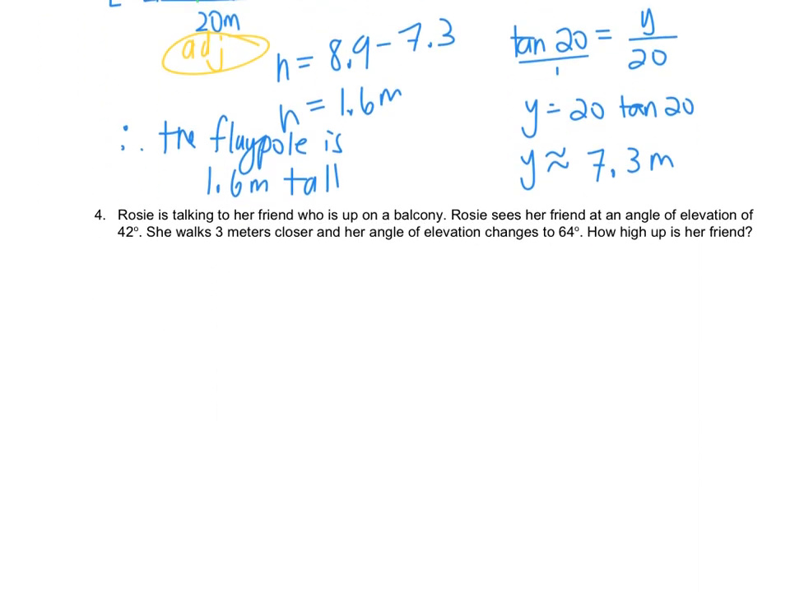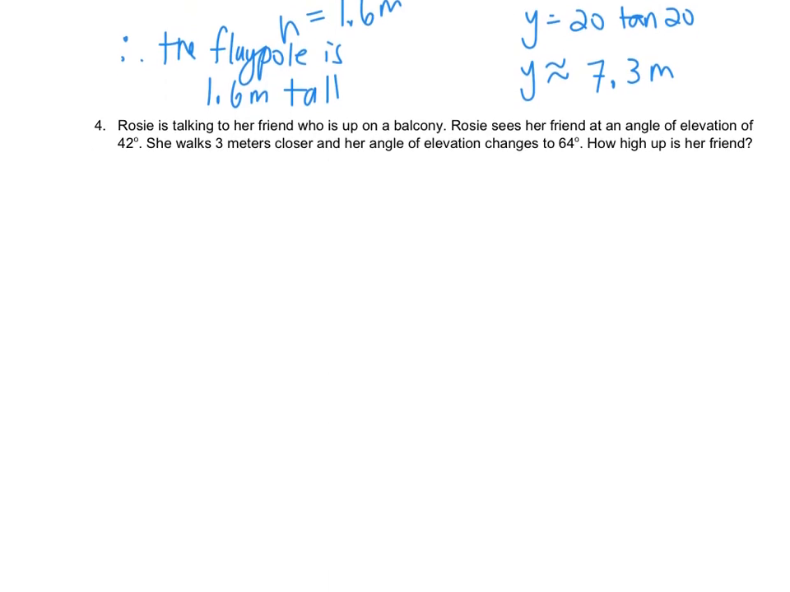And now the final question. Rosie is talking to her friend who is up on a balcony. Rosie sees her friend at an angle of elevation of 42 degrees. She walks 3 meters closer and her angle of elevation changes to 64 degrees. How high up is her friend?